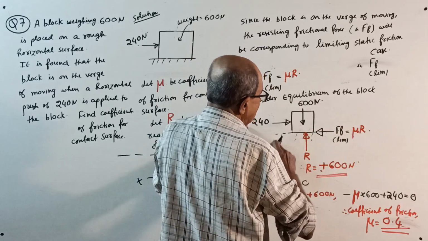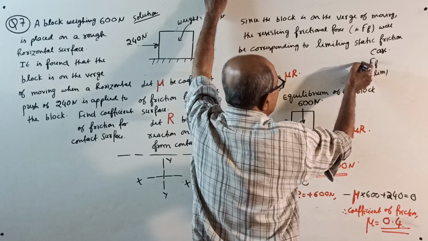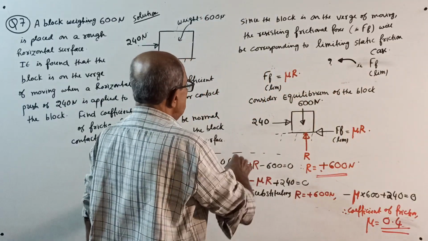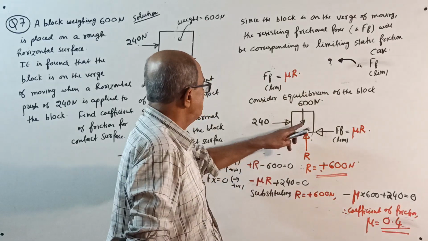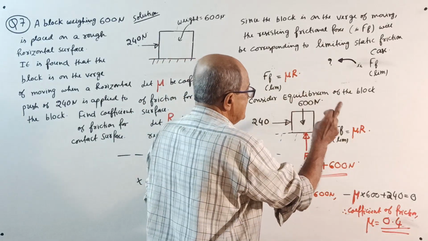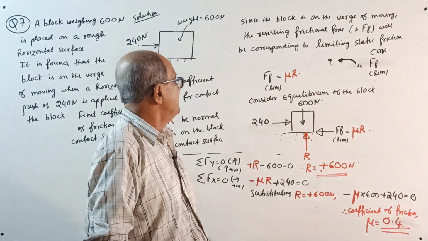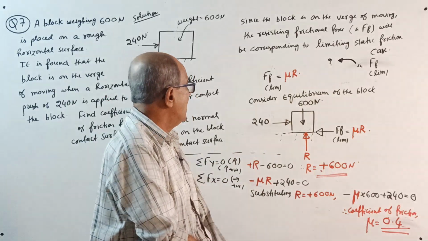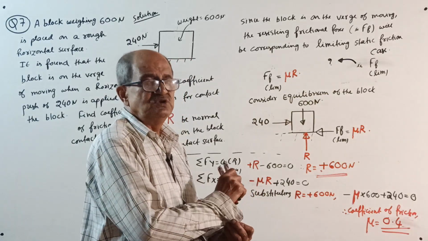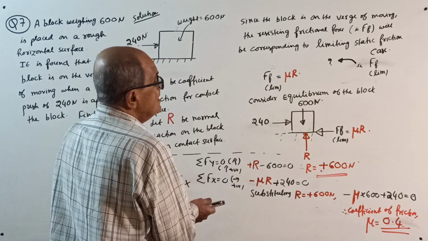FF limit is mu R. One more thing you write here: since when you apply 240 Newton force, the block is on the verge of moving to the right side, therefore the resisting frictional force FF will be to the left side. I can't tell this every class. In whatever direction you intend to move the block, the resisting frictional force will always be in the direction opposite to that.